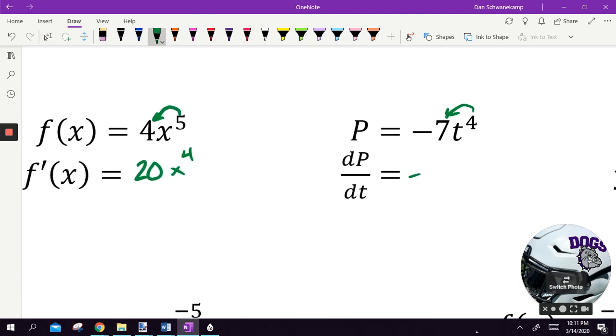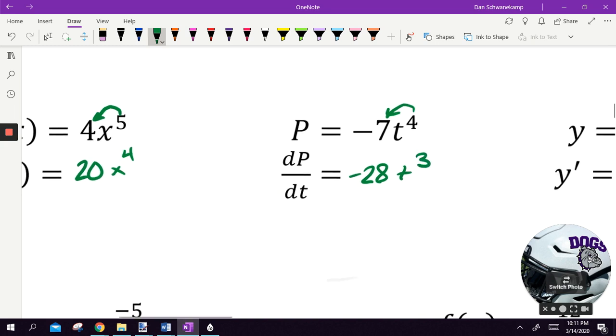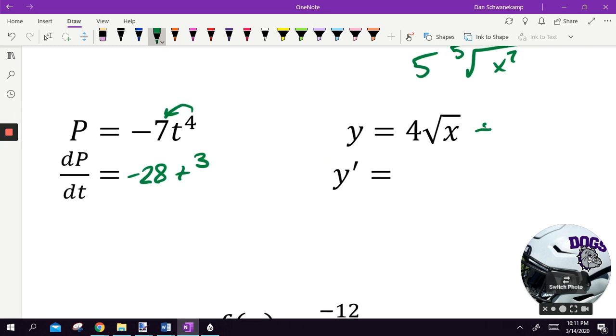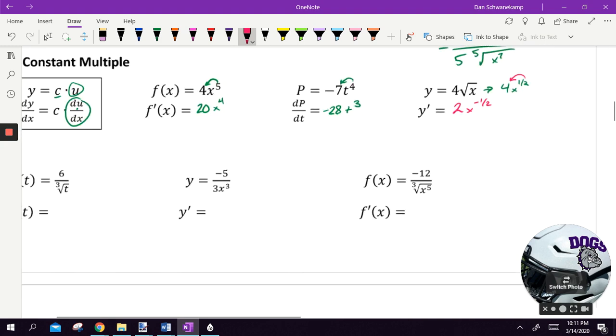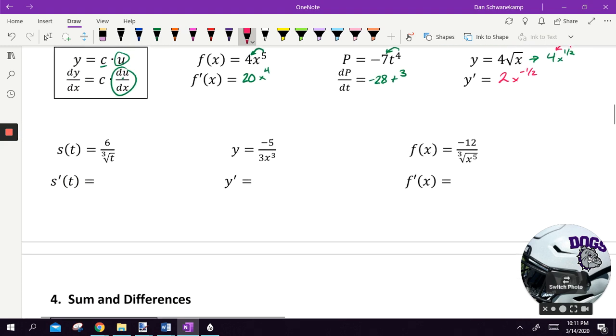Multiply by my exponent. Subtract 1 from my exponent. No, I don't like that. That's really 4x to 1/2 power. What do? I multiply by my exponent. Subtract 1 from my exponent. Try those next 3 without me for a second.